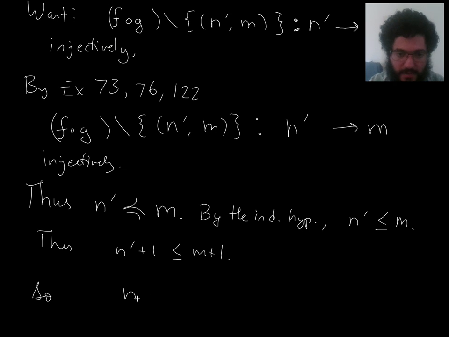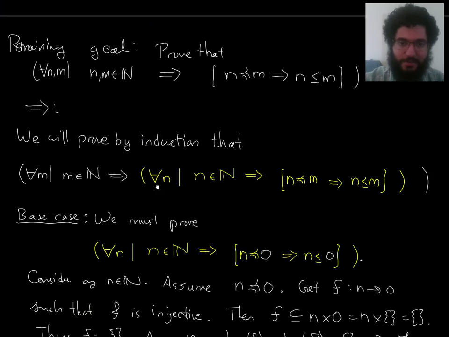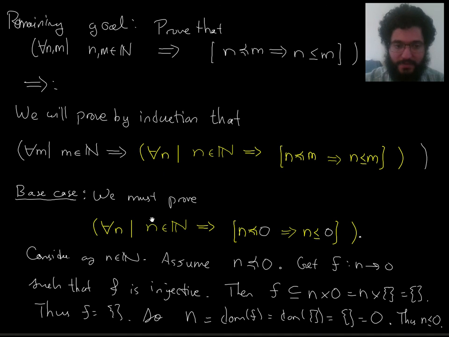So this is n, right? N prime plus 1 is n. And that's what we needed. We're done. Finally. We have now finished the induction step and we've proven this.